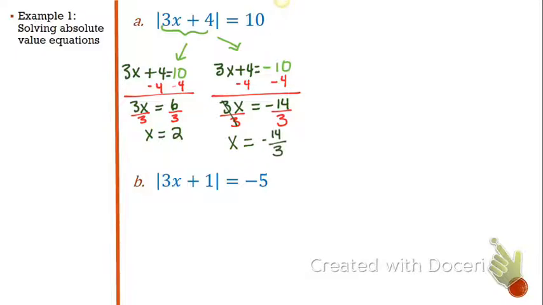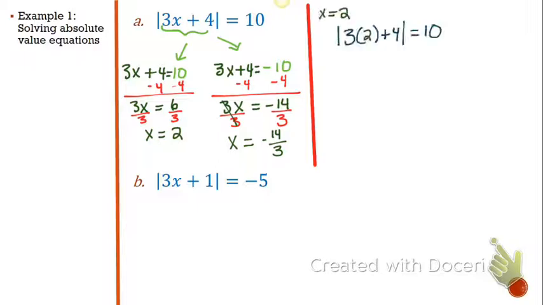Now, don't forget that we need to check our answers. We need to make sure that when we plug in the 2 that everything works out. So on this side, I'm going to go ahead and check my solutions. I'm going to check 2 first. So we have the absolute value of 3 times 2 plus 4. So we know that 3 times 2 is 6 plus 4 is 10.